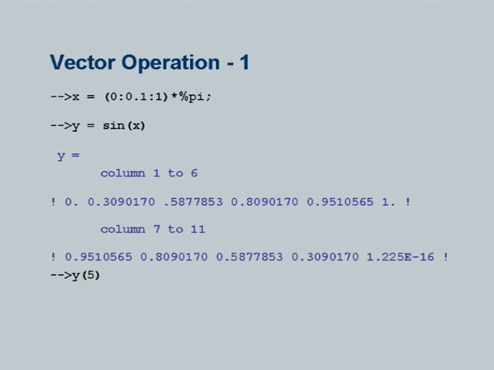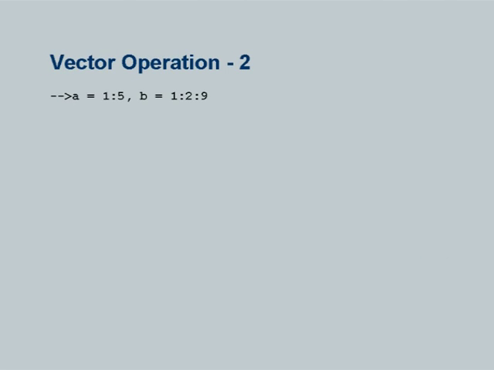and if I want to extract any component, I just have to say y(5), for example. You have to remember, unlike C, the indexing starts from 1. So y1, y2, y3, y4, y5. So it comes here. Now let me see whether I can do this. I have created these two vectors. A is 1 through 5. B is 1:2:9. So it goes up to 9.